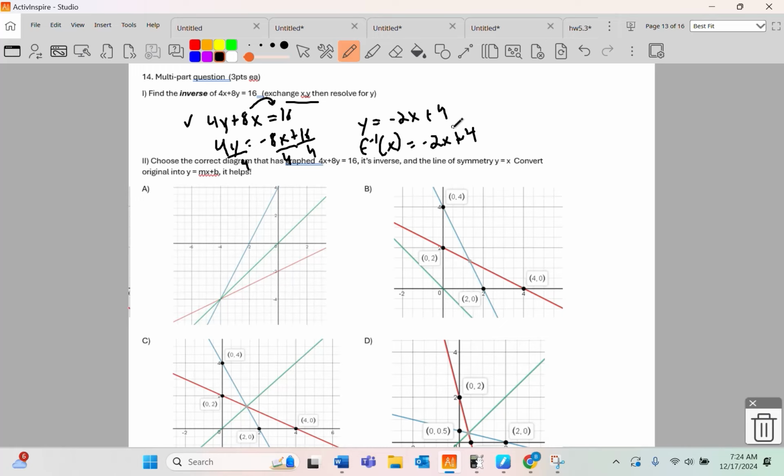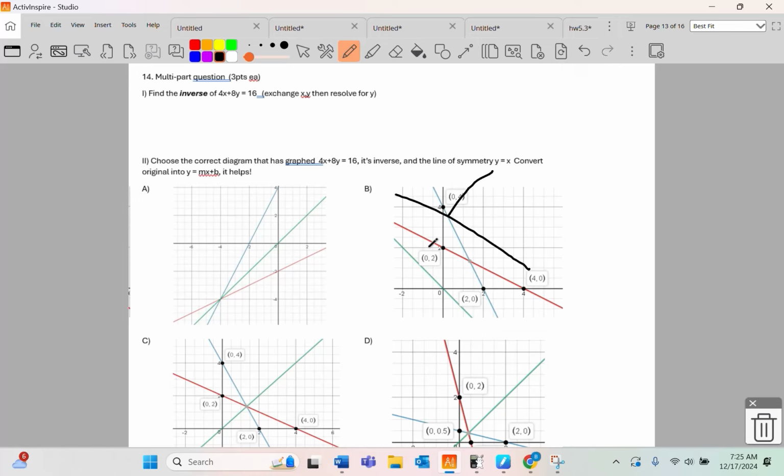All right, what's up with this group? It says choose the correct diagram that has graph 4x plus 8y equals 16, its inverse, and the line of symmetry y equals x. Okay, so it says the line of symmetry is y equals x. That means this guy isn't it. This is y equals negative x. It's not what I'm after. So it could be A, C, or D. But I know I'm definitely not B.